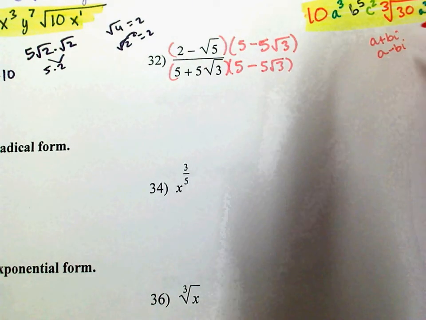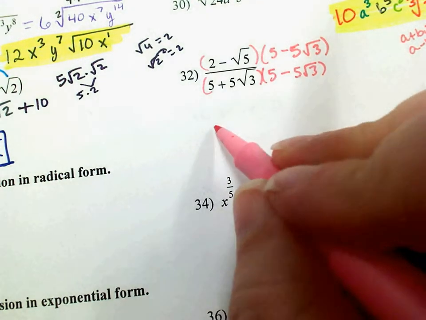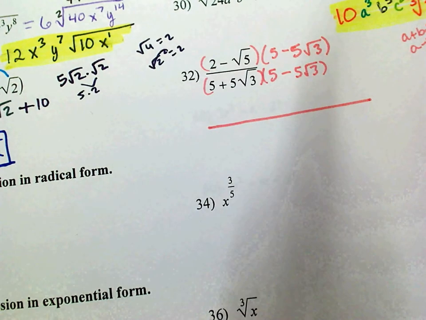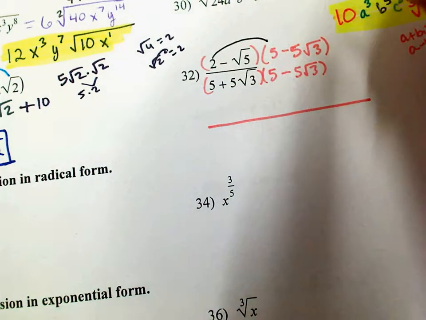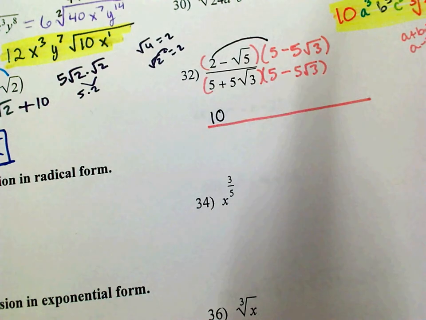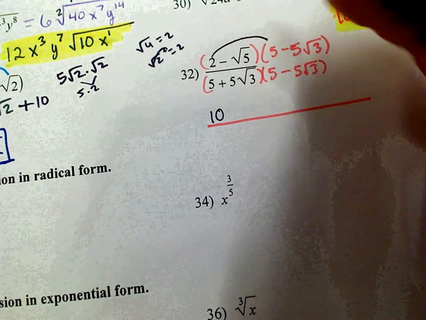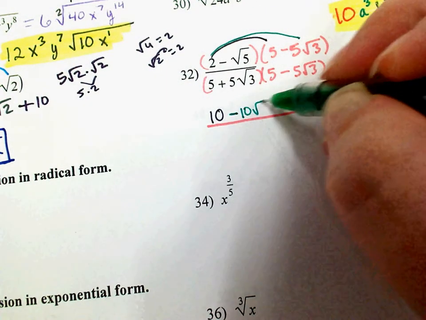Okay? So I'll start multiplying it out. What is 2 times 5? 10. What is 2 times a negative 5 root 3? Negative 10 root 3. What is negative square root of 5 times 5?